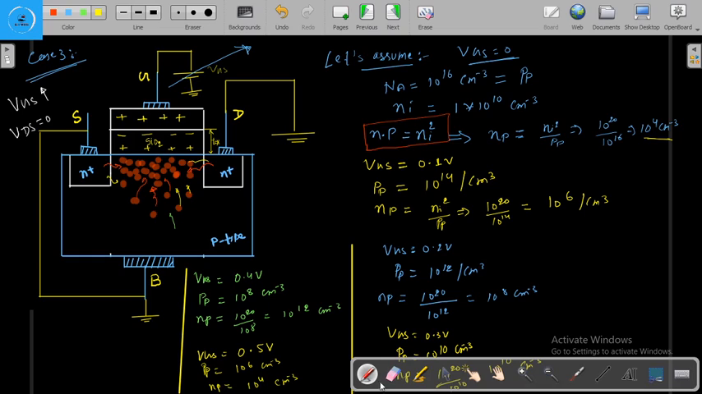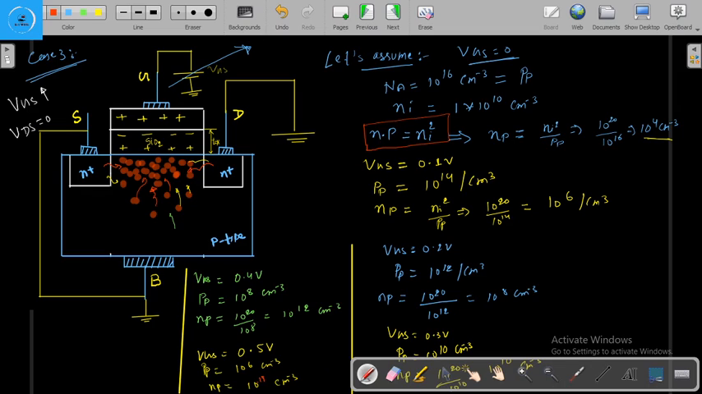So see here, the concentration of the electrons near the SiSiO2 interface will be equal to 10 to power 20 divided by 10 to power 6, that will be 10 to power 14. It will be 10 to power 14, not 4, 10 to power 14 per centimeter cube.